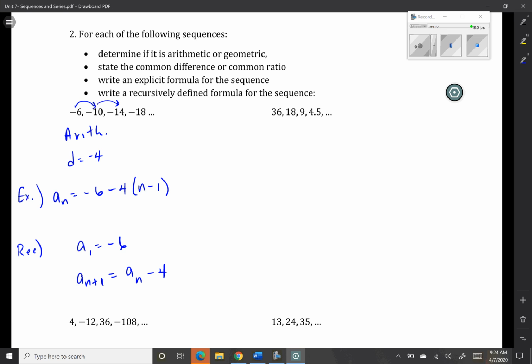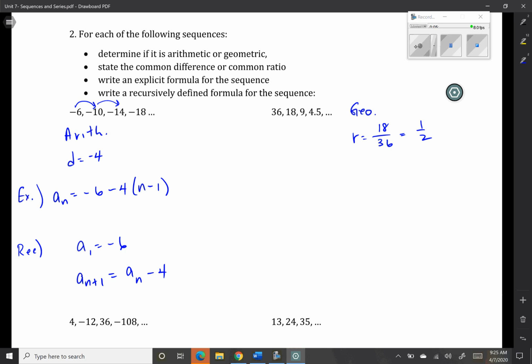Let's try another one. The next one is not an arithmetic sequence. I noticed that the difference here each time is different. But if I look, the common ratio is something I can figure out either by mental math, saying that each number is getting cut in half, or by saying, well, since it's geometric, I know the common ratio is equal to the second term divided by the first term. So the common ratio here is 1/2.